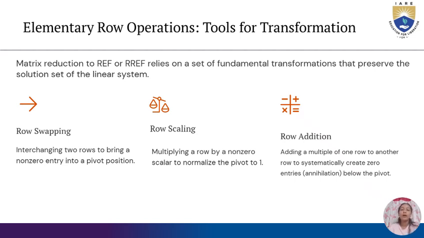Now, row addition. Adding a multiple of one row to another row to systematically create zero entries below the pivot. To create a zero at an entry of the matrix, we can add another row or subtract, by which it can create a zero in the place of a non-zero element.